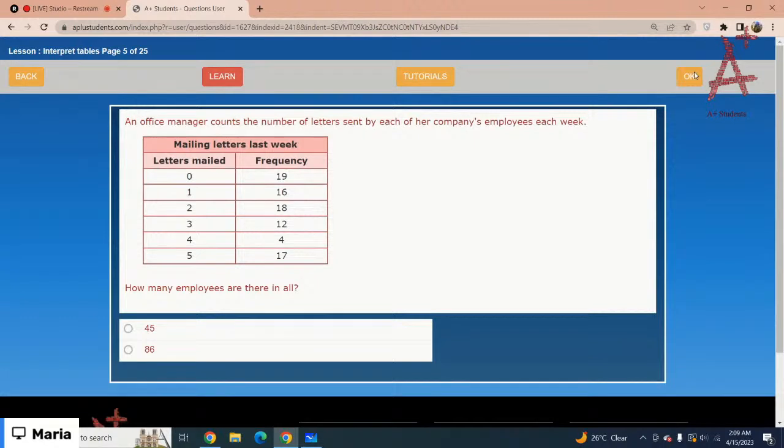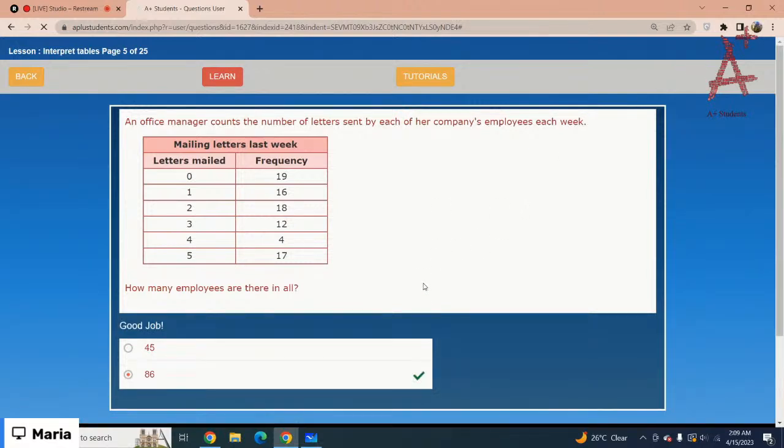Okay, an office manager counts the number of letters sent by each of her company's employees each week. How many employees are there in all? You have to calculate the total employees. Here is the letters mailed and how many employees sent them. You just have to add up all the values. Let me add: 9 plus 6, 15, 8, 23, 24, 25, 26, 27, 28, 29. 29 and 7 makes 36. That would be 86. That means the total employees in the company are 86. You just have to add all the frequency values.